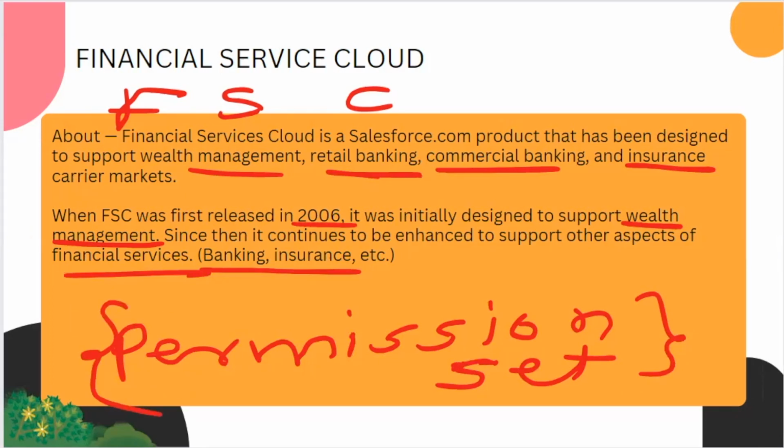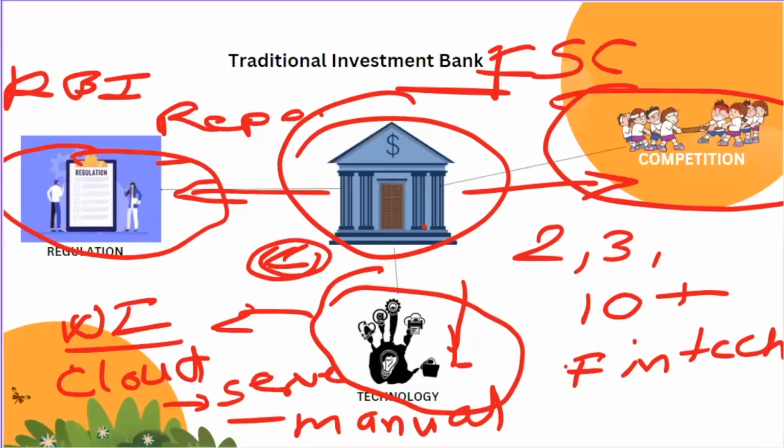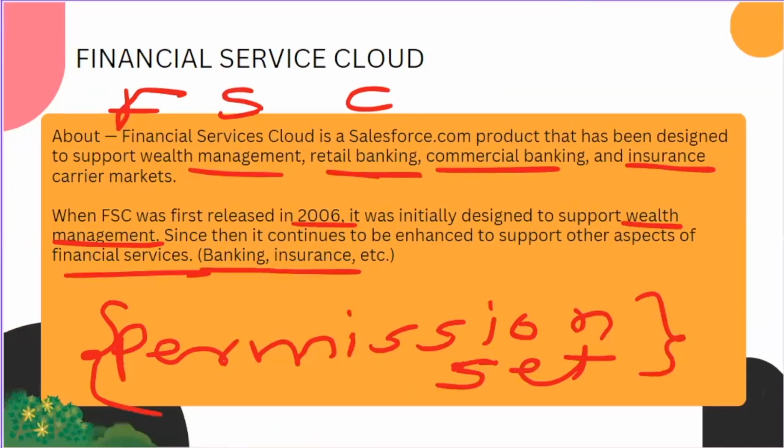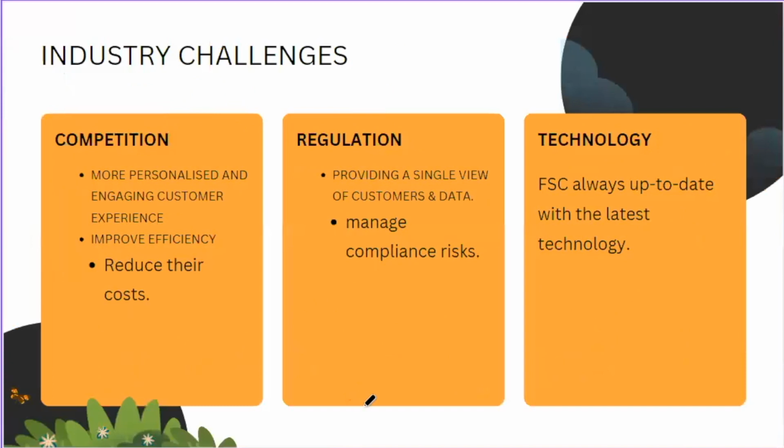Now we see the problems. We see what is Financial Service Cloud. Now let's see how FSC is solving these problems. So we saw that competition, right? So in FSC, you will get the 360 view of the customer. 360 view of the customer. What will happen with that?